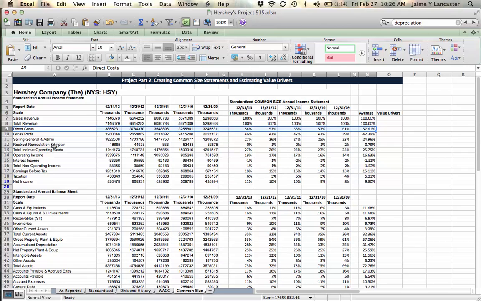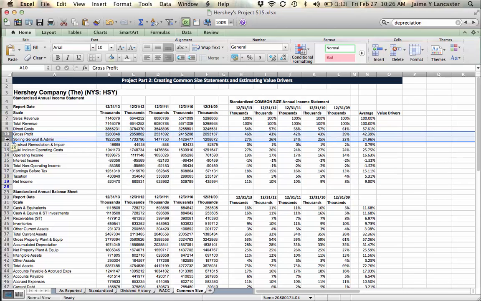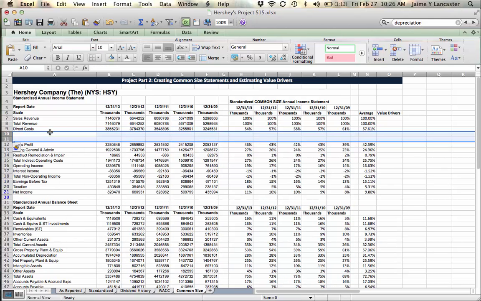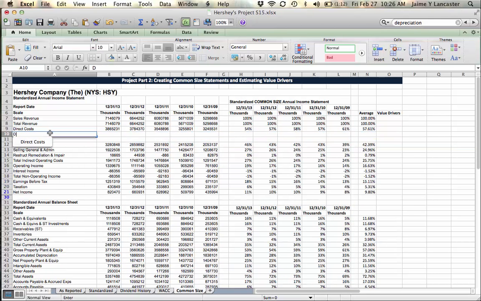We can find the value of what they had as a depreciation expense on the statement of cash flows. And then we need to come in here and back it out. We need to pull it out of this number. So I like to enter a couple of rows. And then we're going to enter a depreciation expense. Depreciation and amortization.